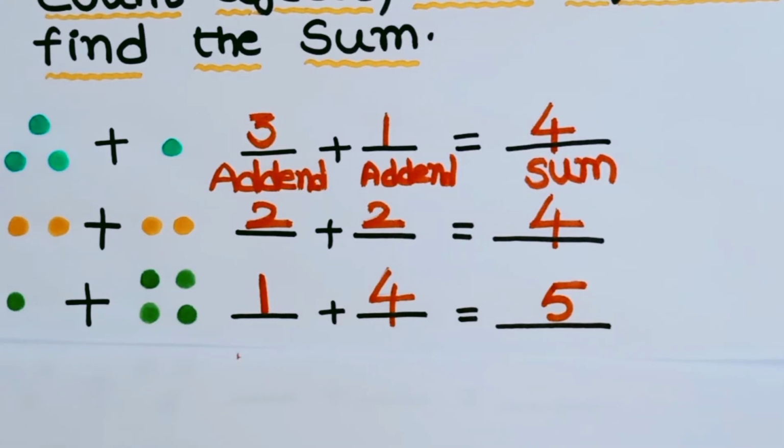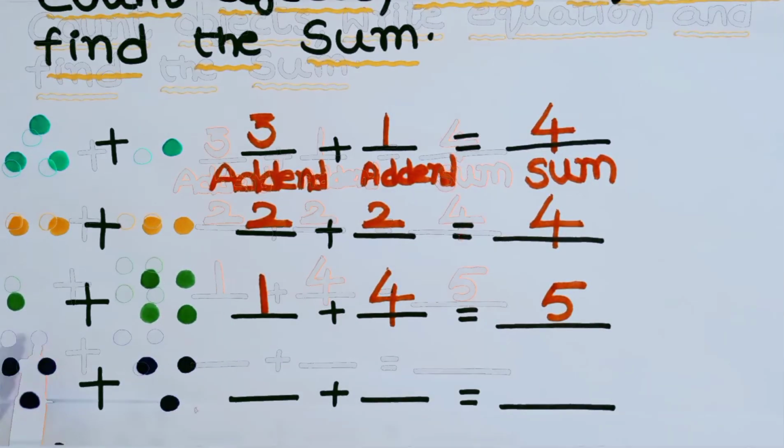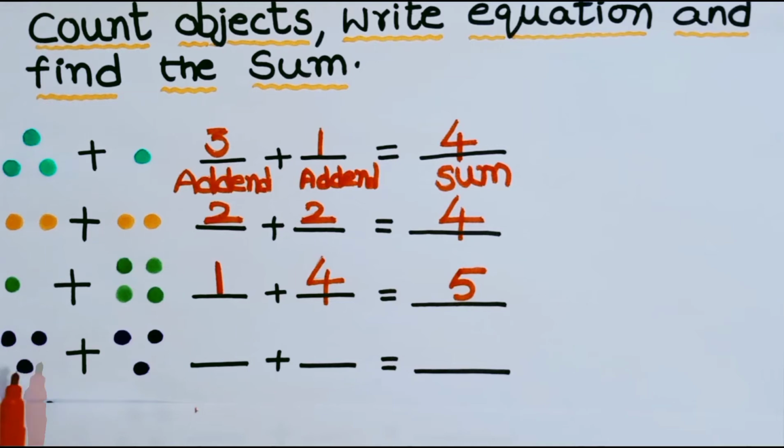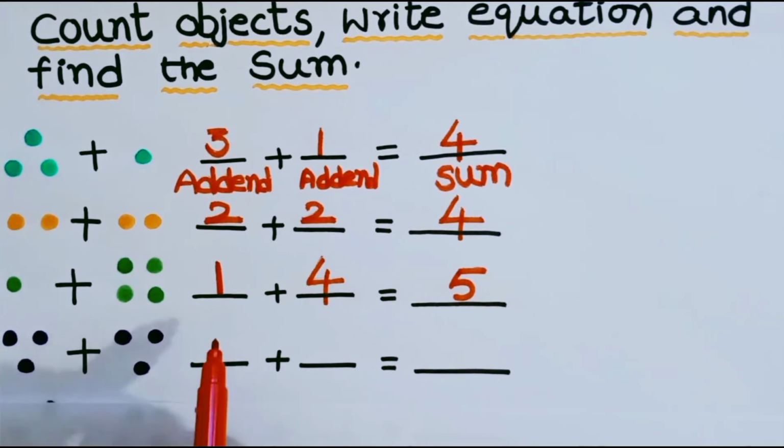Now, children, look at the next addition equation. Count the number of circles in this first group. How many circles are there? 1, 2, 3. So there are 3 circles present. So the first addend is 3.